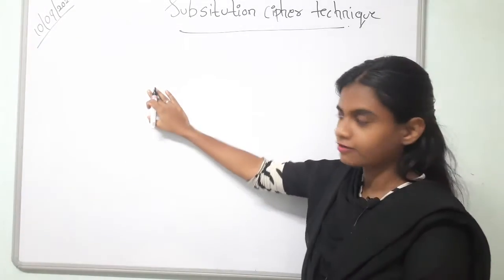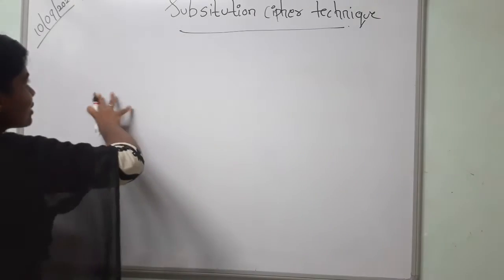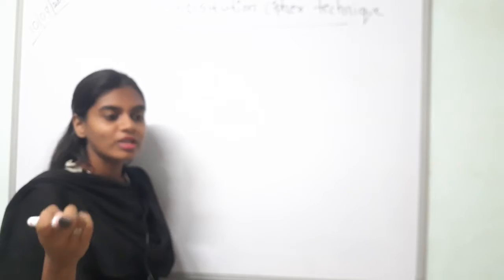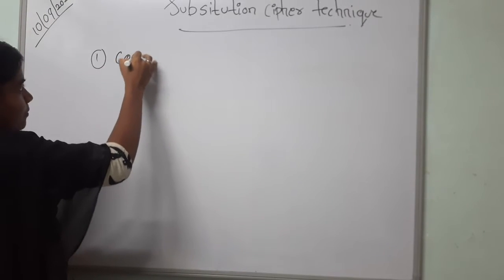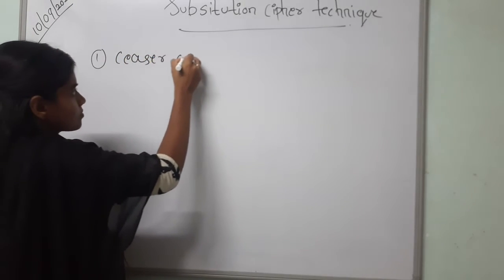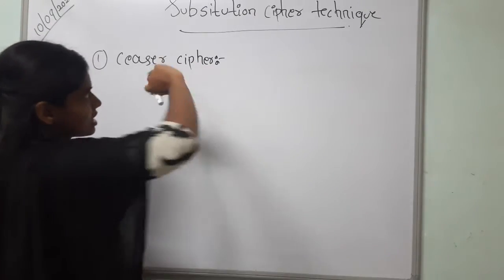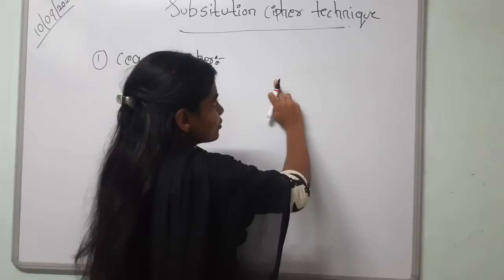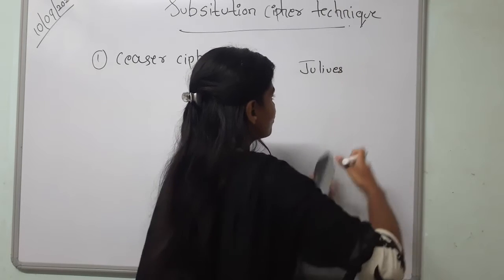The first one is the Caesar cipher. The Caesar cipher is first because it is the easiest and simplest way to use a substitution cipher technique. As it was founded early, it has been the most widely used substitution cipher technique from the beginning. The Caesar cipher was introduced by Julius Caesar.